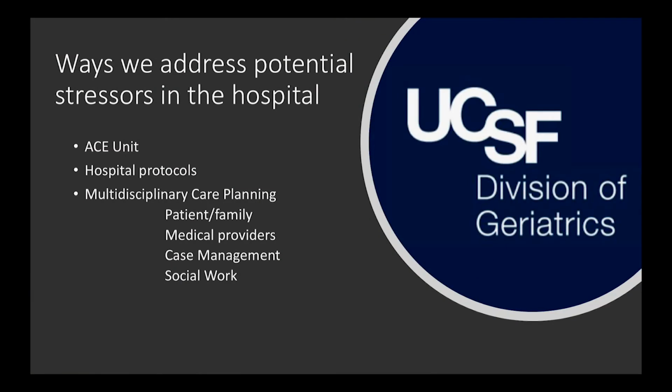So what can hospitals do to minimize or avoid some of these stressors? I'm going to highlight a few of the interventions that have been put in place at UCSF to improve the hospital experience and improve medical outcomes. They fall under three main areas: the ACE unit, or the acute care for the elderly, which is where I spend a lot of my time at work, and we'll talk more about that on the next slide. Second is hospital-wide protocols, and multidisciplinary care planning that is sensitive to the specific needs of the geriatric population.